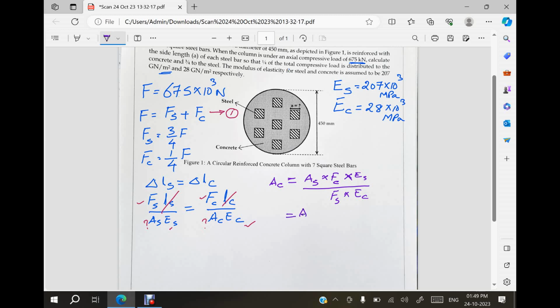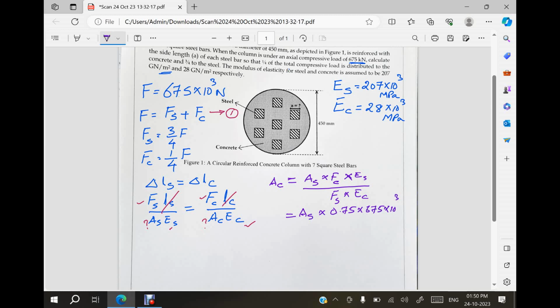A of steel we don't know, let it be there like that only, into F of steel. What does he say? F of steel is 3/4 of F. 3/4 means what? 0.75, is it not? 0.75 multiplied by F is how much? 675 kilonewton, 675 into 10 cube.